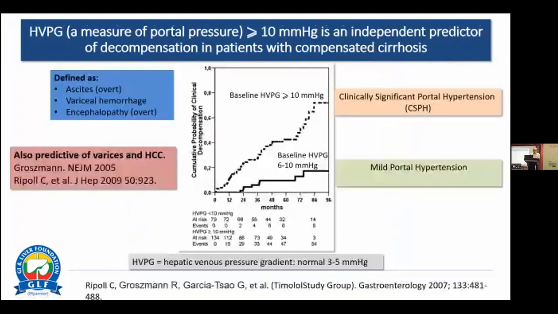Regarding clinically significant portal hypertension, a baseline hepatic venous pressure gradient of more than 10 indicates CSPH. Decompensated cirrhosis can be predicted by it, including the development of ascites, variceal hemorrhage, and hepatic encephalopathy. It also predicts the development of varices.